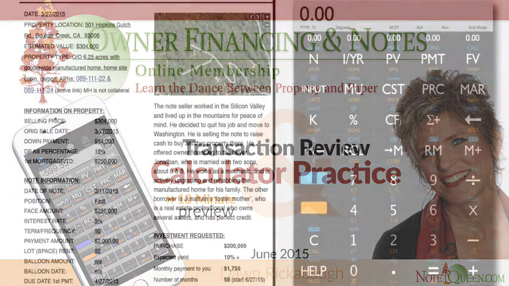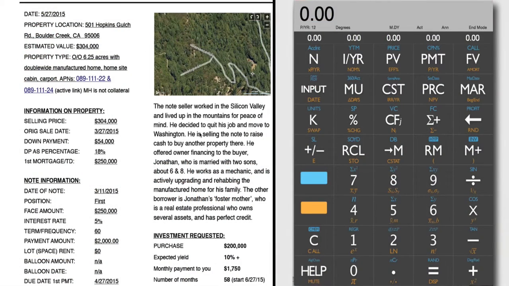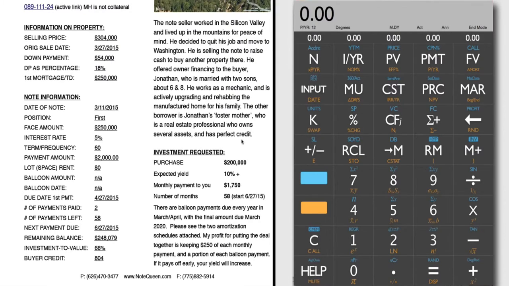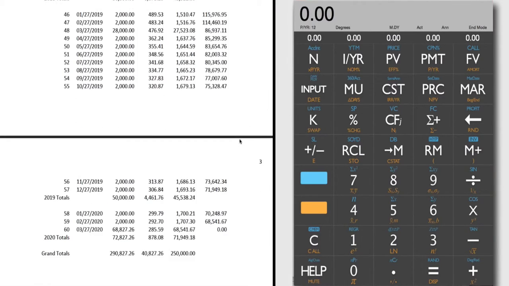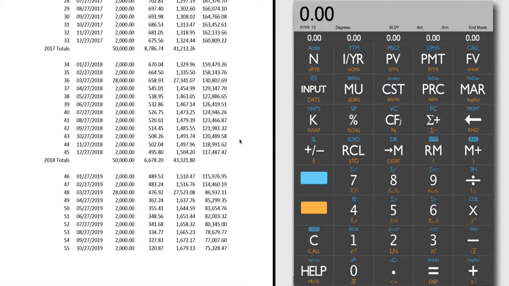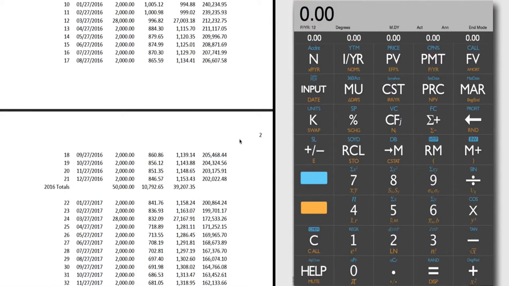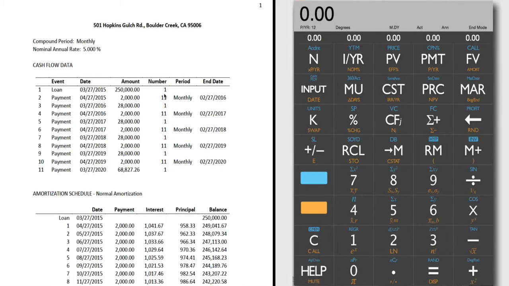Not every once in a while, this was a note where the purchase price was $304,000. They put 54 down. There's a $250,000 note. And here at the bottom is the amortization of the original note. So you can see that there was a loan of $250,000. They pay $2,000 a month. So it's a 5-year note total.